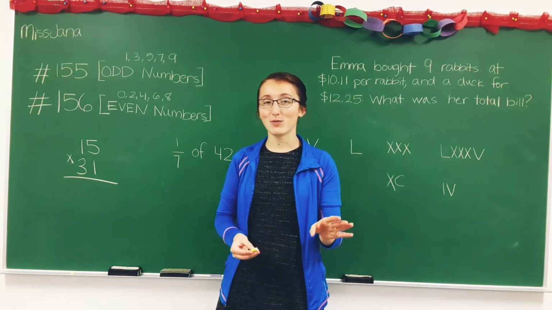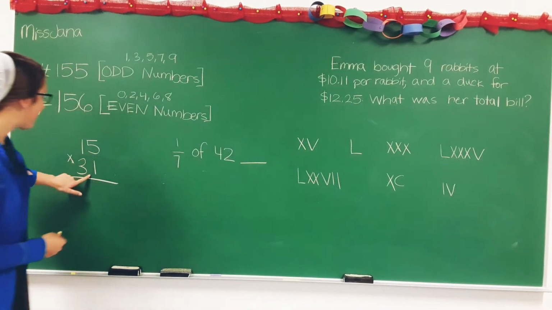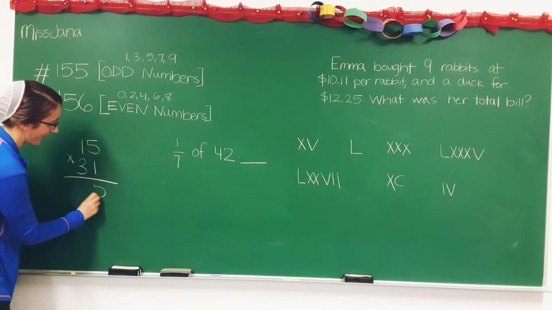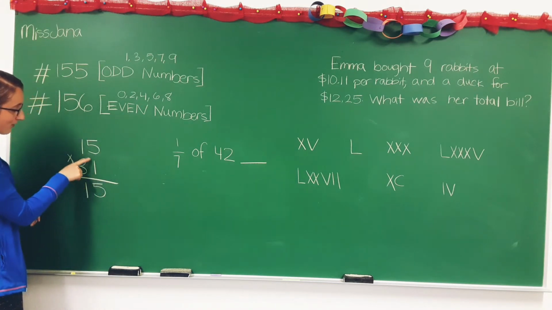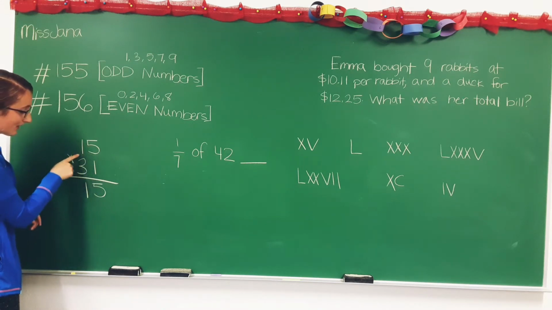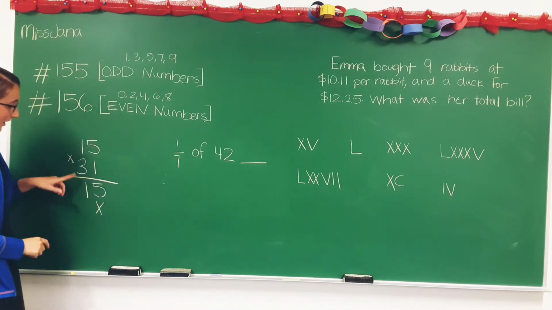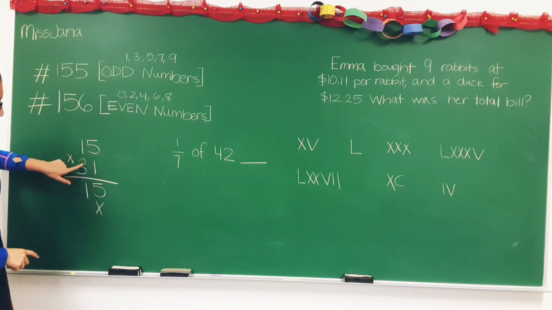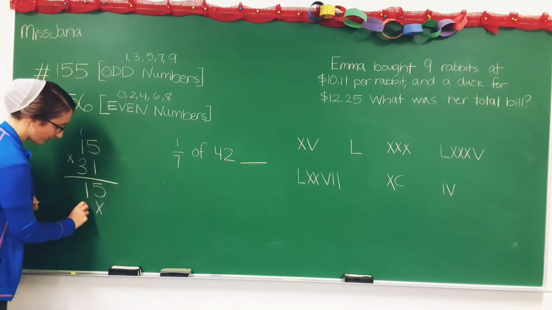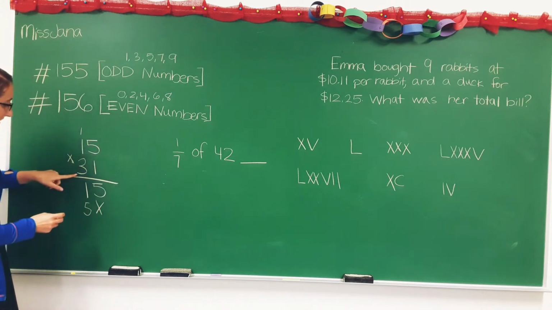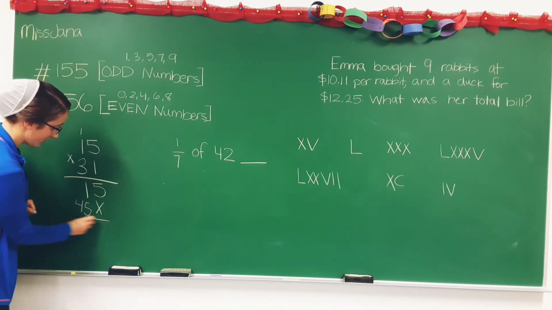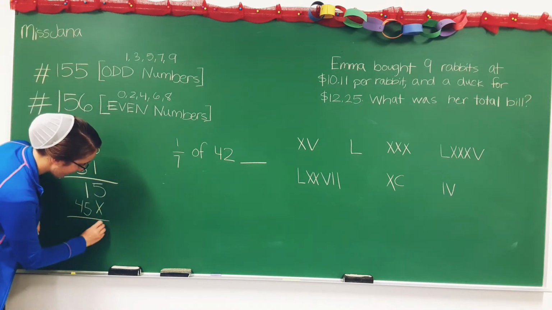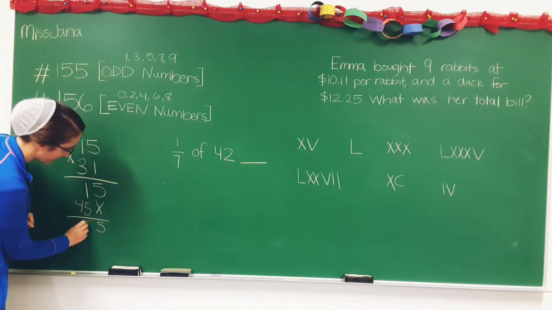Alright, so first let's do some review. So 5 times 1 is 5. 1 times 1 is 1. And because we multiplied by the ones place, and now we're going to multiply by the tens place, we need to put an x in the ones place. So 5 times 3 is 15. 1 times 3 is 3. 3 plus 1 is 4. Then bring down the 5. 1 plus 5 is 6.